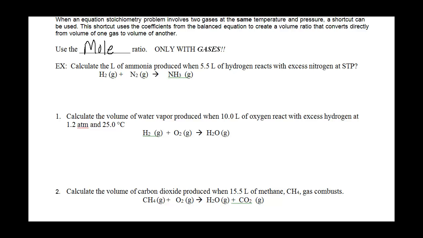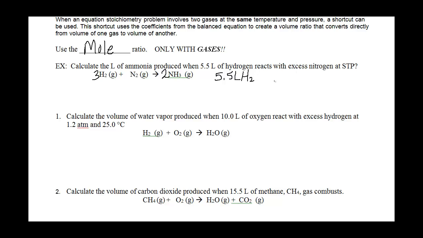Okay, first, what do we do with any stoichiometry? That doesn't change. Balance the equation. Oh wow, here's that reaction again. Hydrogen plus nitrogen gives me ammonia. I just want you to watch something for a second, and I'm going to prove to you why the shortcut works. If I was just doing this normal, what do I have to do? 5.5 liters, what do I have to do to liters? I need to go to moles.